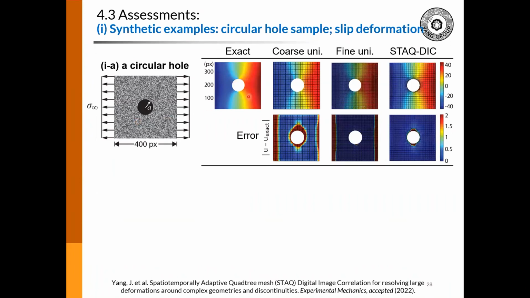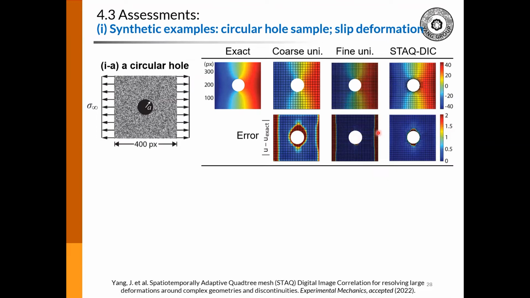This is the exact solution for the X displacement field. I tried a conventional uniform coarse mesh, and I also tried a fine uniform mesh. I also tried this adaptive mesh. Because I know the exact deformation fields, I can quantitatively compute their errors. With the coarse mesh, you see near the circular hole the error can be quite large, because all the elements that cross this hole have very bad accuracy. The fine mesh is much better.